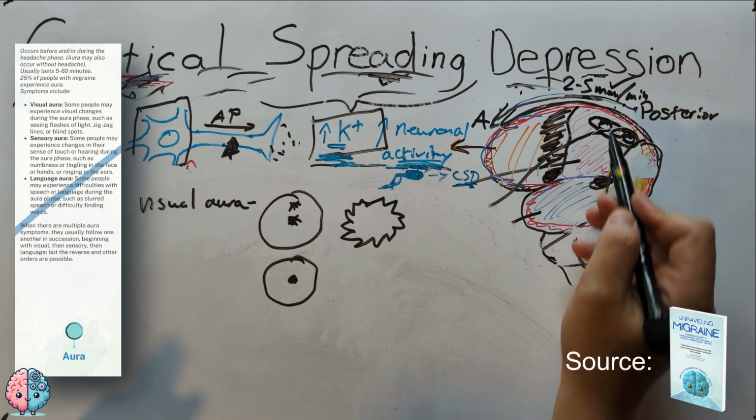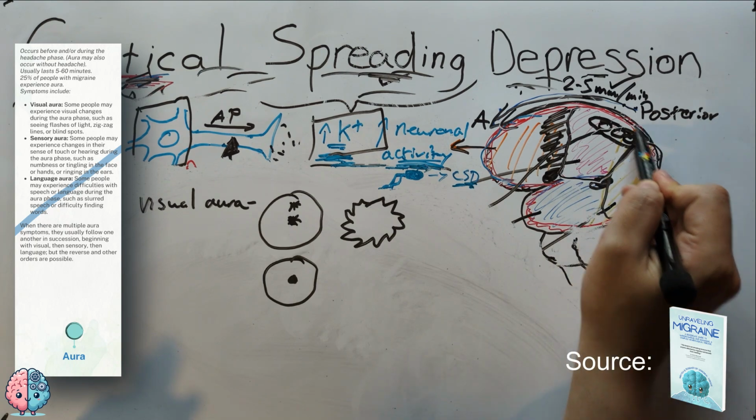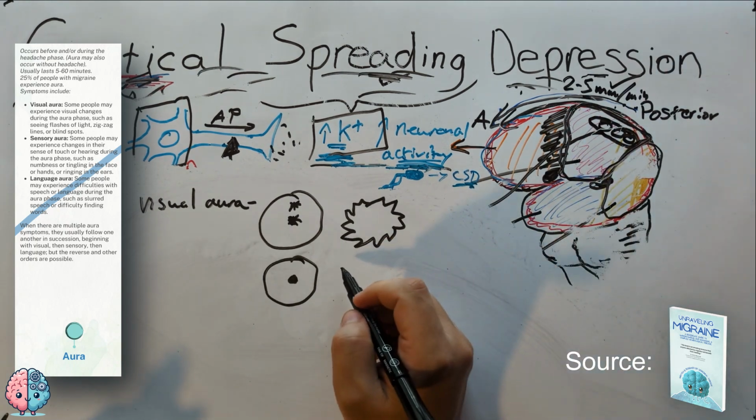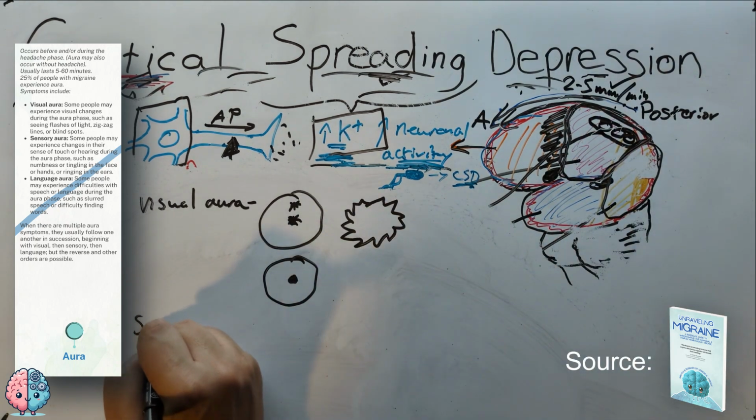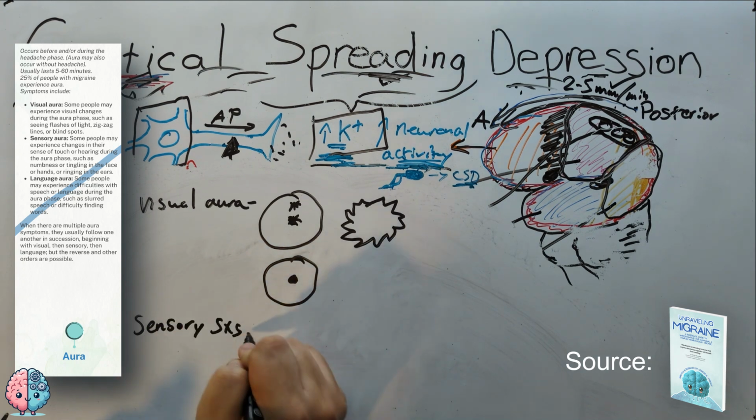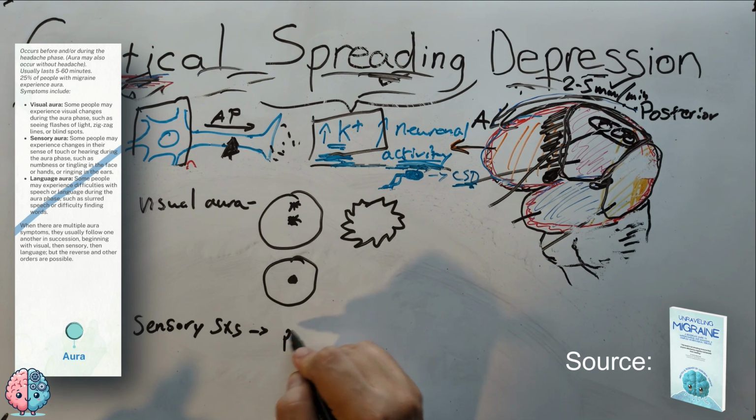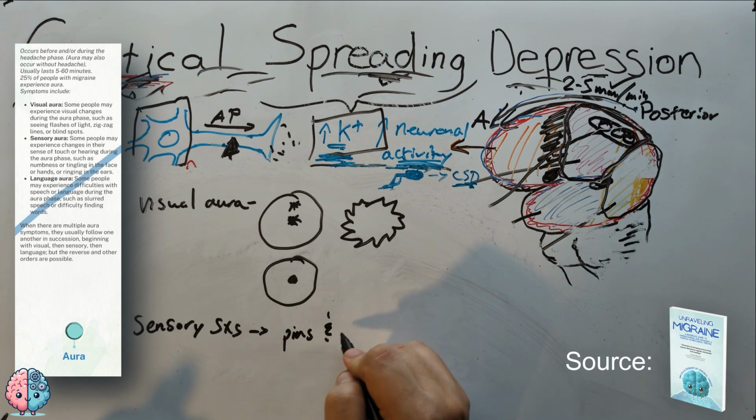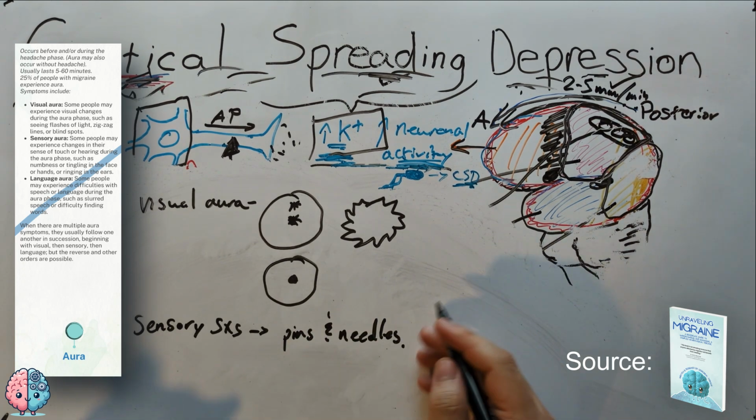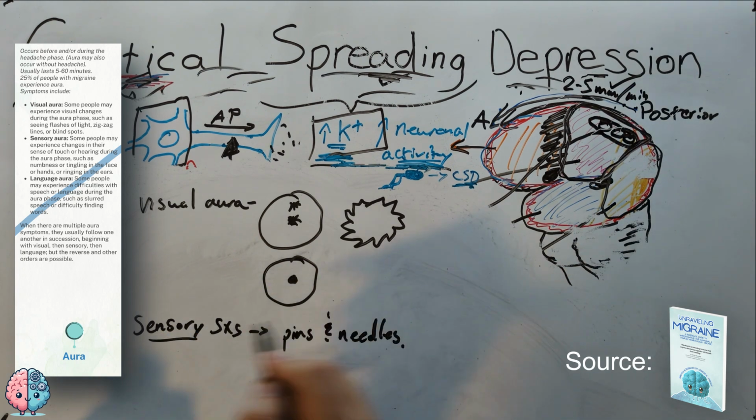When it passes through the parietal lobe, we have sensory symptoms. With sensory symptoms, we have paresthesias, also known as pins and needles sensation, tingling, any sensory symptom.